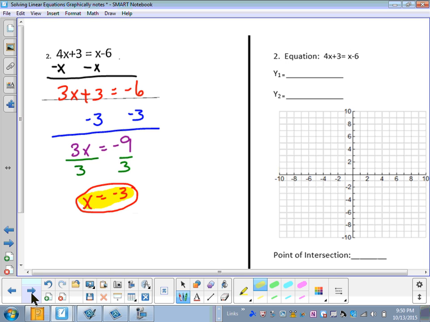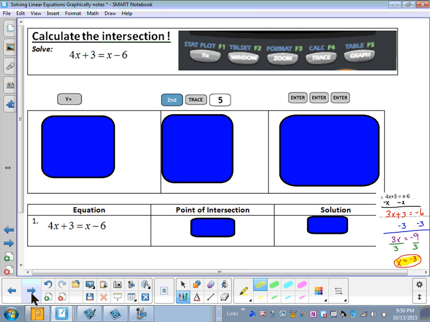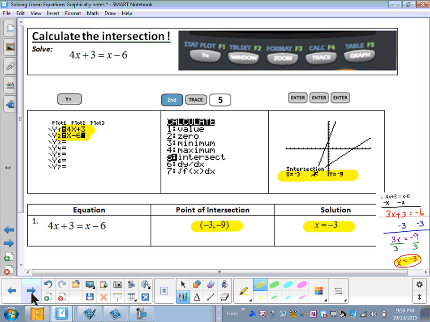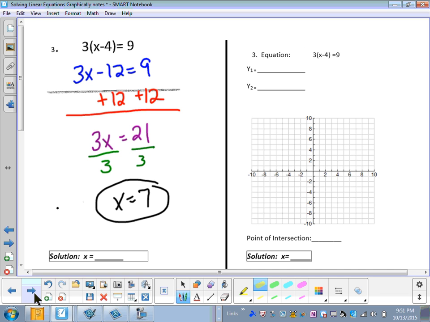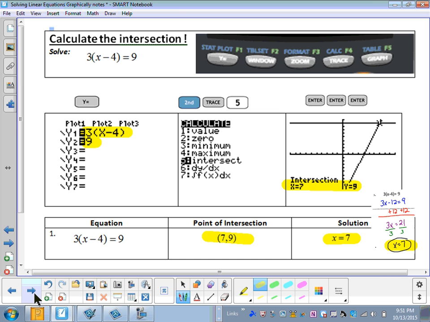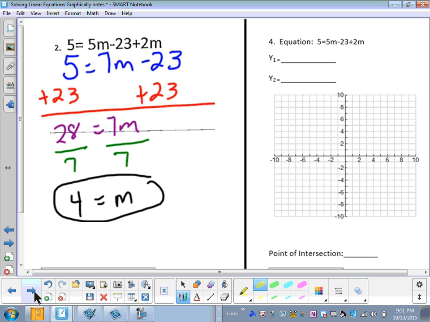So go ahead and try the next example. Try the next example. And the last example.